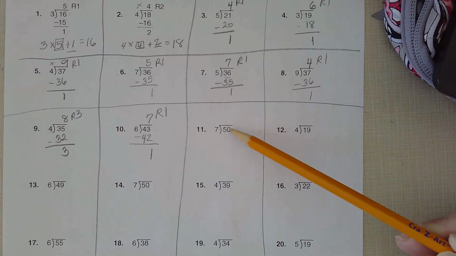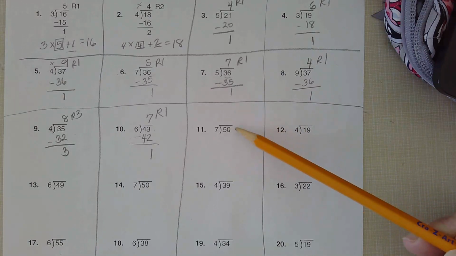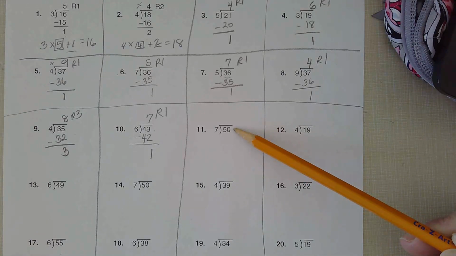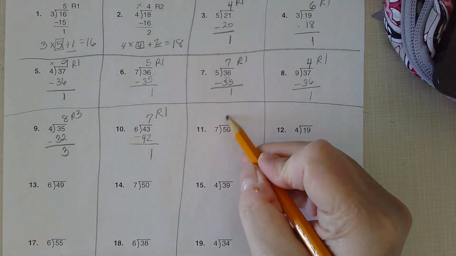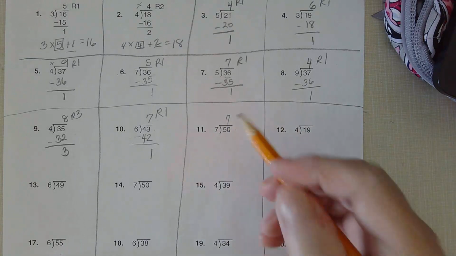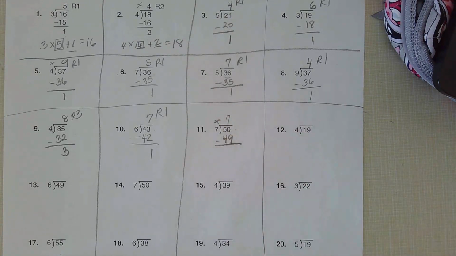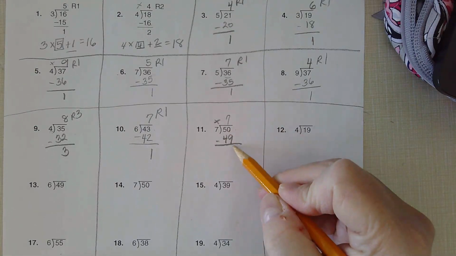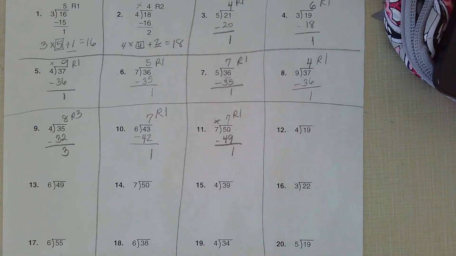All right, number 11. Can 7 go into 5? No, 7 cannot go into 5. Can 7 go into 50? Yes. How many times can the number 7 go into the number 50? 7 times. So we're going to put our 7 above there. Okay, 7 times 7 is 49. And now we're going to subtract. 50 take away 49 is 1. So our answer is 7 with a remainder of 1.